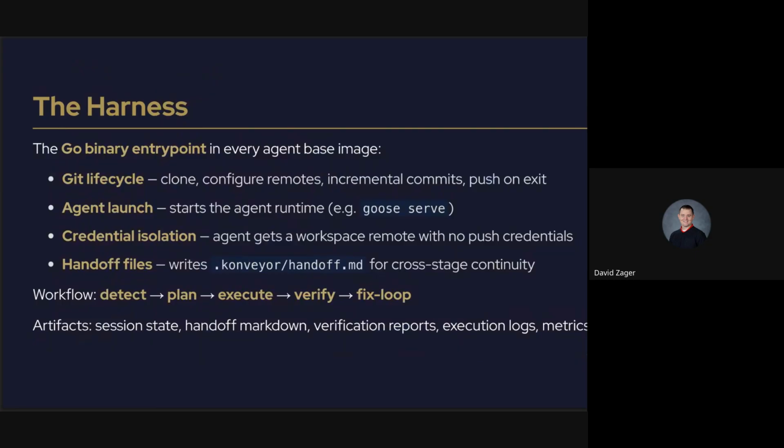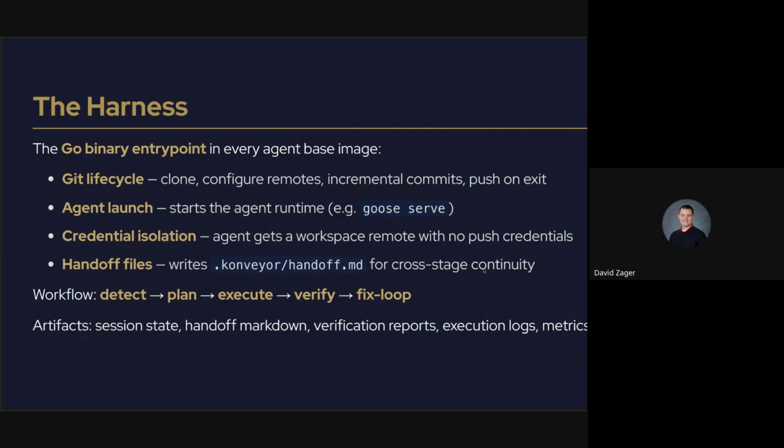So just a little bit on the harness. The idea is that we have this Go binary entry point that is in the base images that we use for this work. It handles the Git lifecycle: the clone, configuring remotes, the commits, and the push on exit. It's the thing that starts the agent runtime and gives it the initial prompt, and is making the credential isolation part possible, like preventing the agent from having push access to these repositories.